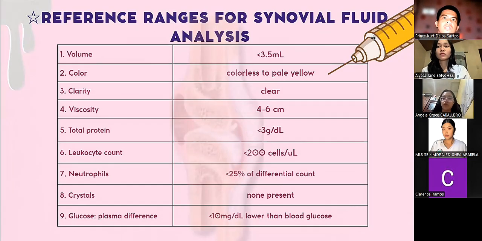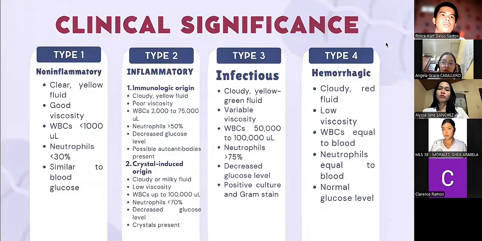Here are the reference ranges for synovial fluid analysis. The clinical types are type 1 non-inflammatory, type 2 inflammatory, type 3 infectious, and type 4 hemorrhagic.